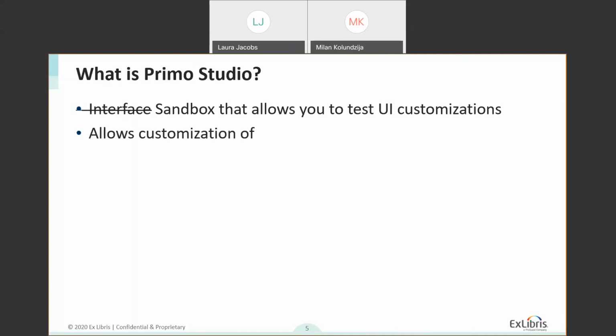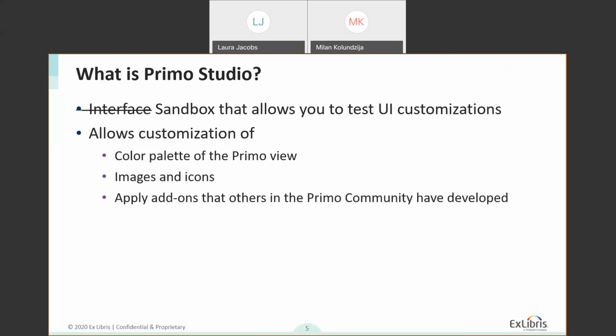But you can customize the color palette, so you can change the main and secondary colors and link colors and all that kind of thing. You can change images and icons, so you can change the logo. You can also change the icons like we've seen in the record actions and other icons in Primo VE. You're also able to change the resource type icons. A really cool thing is you're able to apply add-ons that other folks in the Primo community have developed and created, and it's a really easy way to apply them, and I'll show you how you can do that.